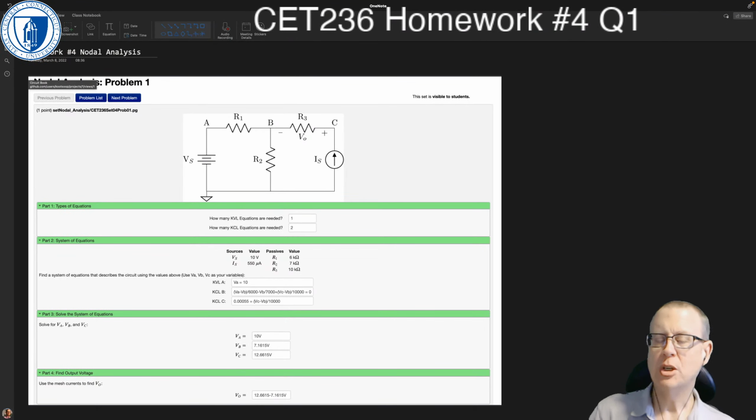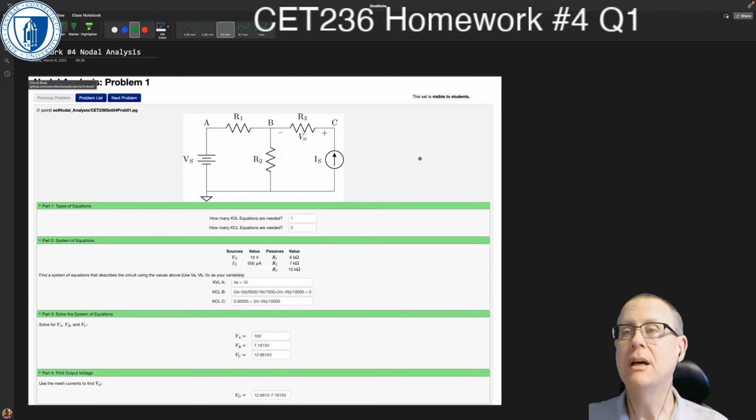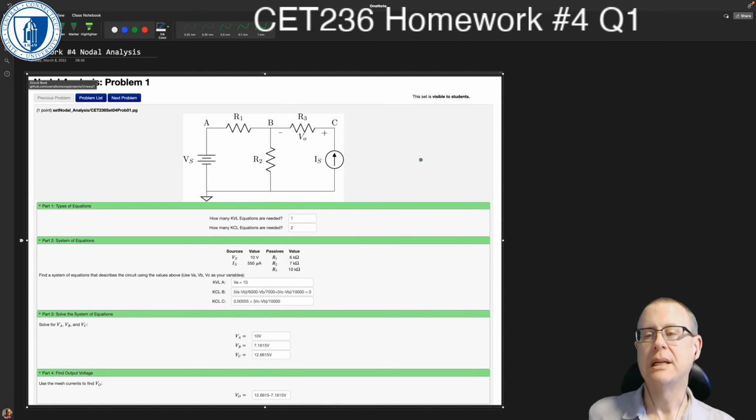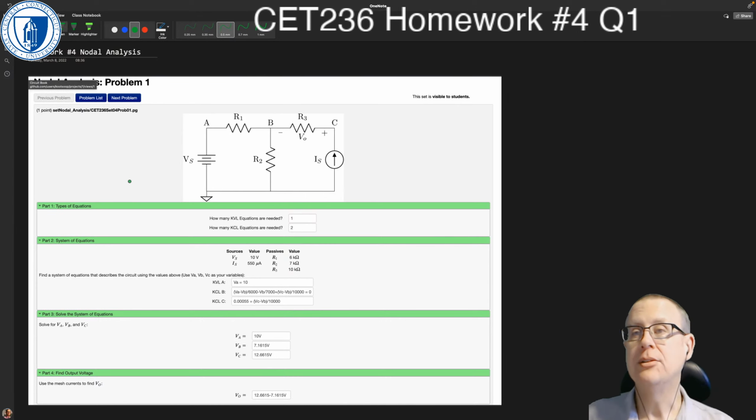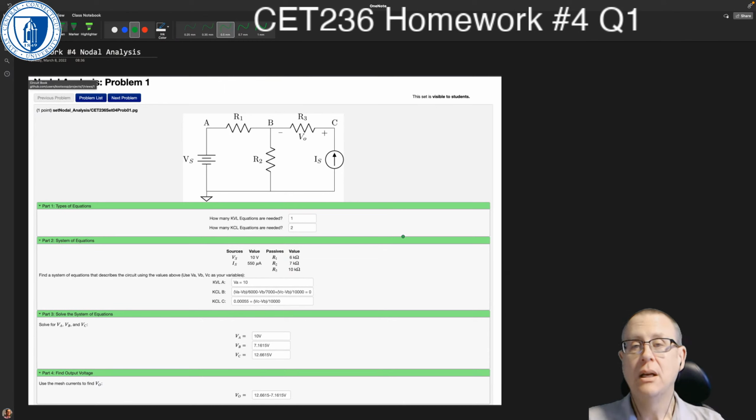Okay, I'm not going to be able to do all of these today, but I thought I'd start with question 1 out of homework 4 about nodal analysis. And this is my solution to my version of the problem.